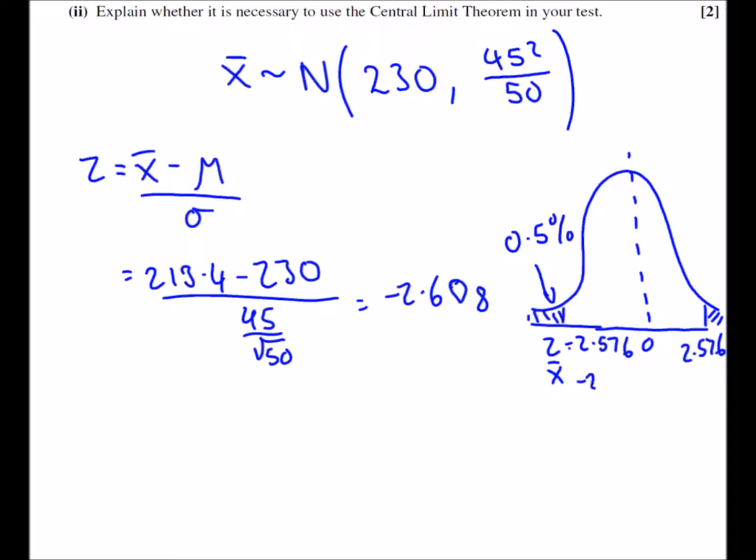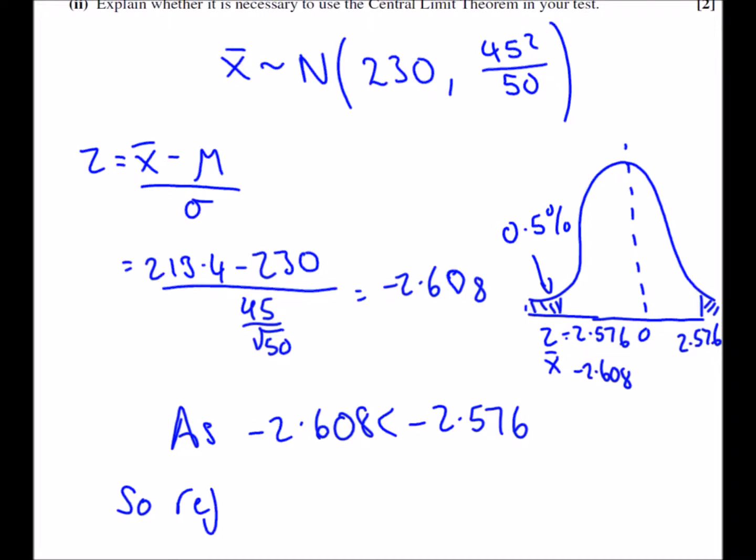Well, my minus 2.608 is less than my minus 2.576, which is the edge of my rejection region. So I am into my shaded part. So I'm going to write: minus 2.608 is less than minus 2.576. So I'm going to reject my null hypothesis.